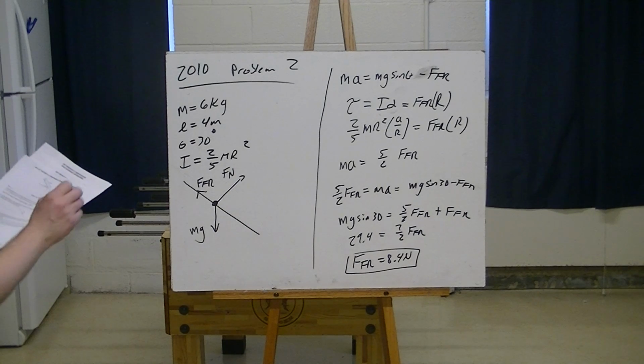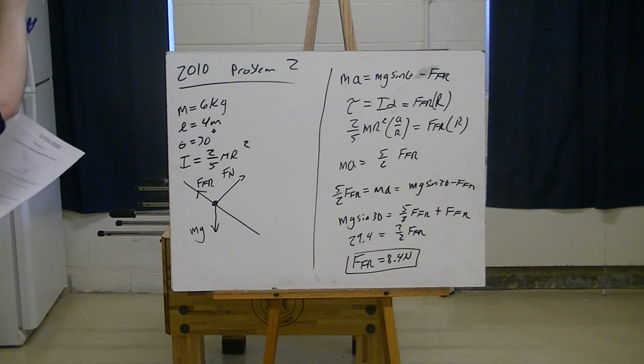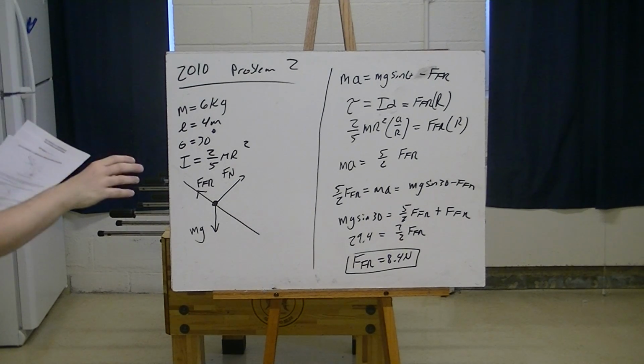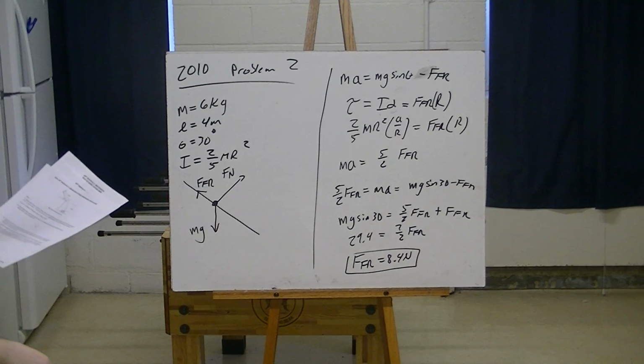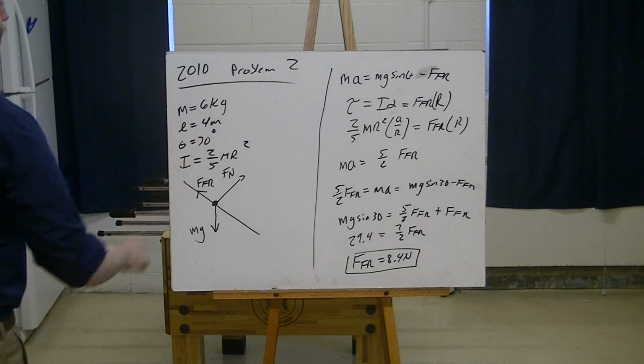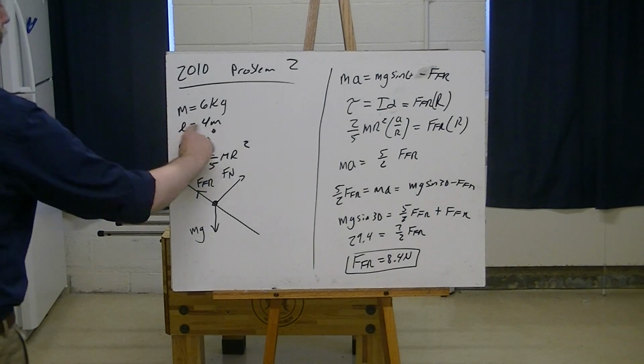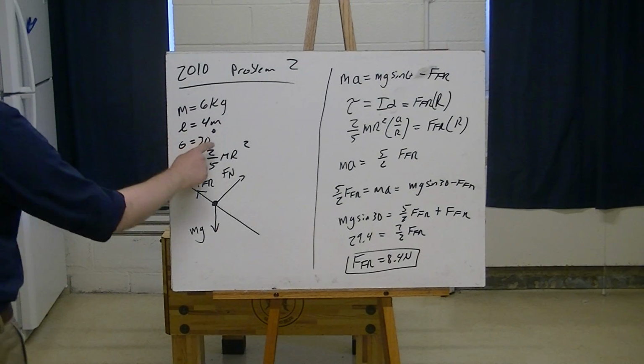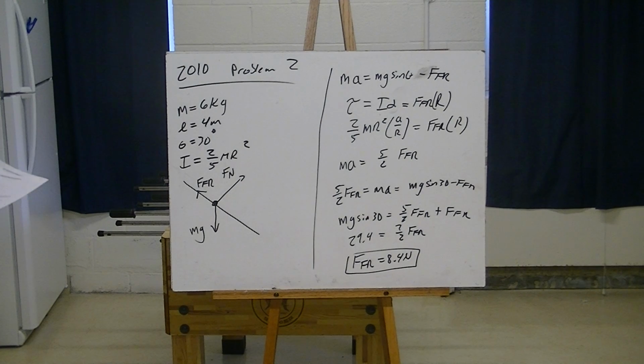Okay, in problem number 2, we have a mass on top of a roof. It's going to slide down the roof and it's going to land on a cart. Okay, I've done a very similar problem to this one already. We know the mass of the object is 6 kilograms, the length of the roof is 4 meters, the angle is 30 degrees, and they were kind enough to give us the rotational inertia of this bowling ball as it comes off the roof.